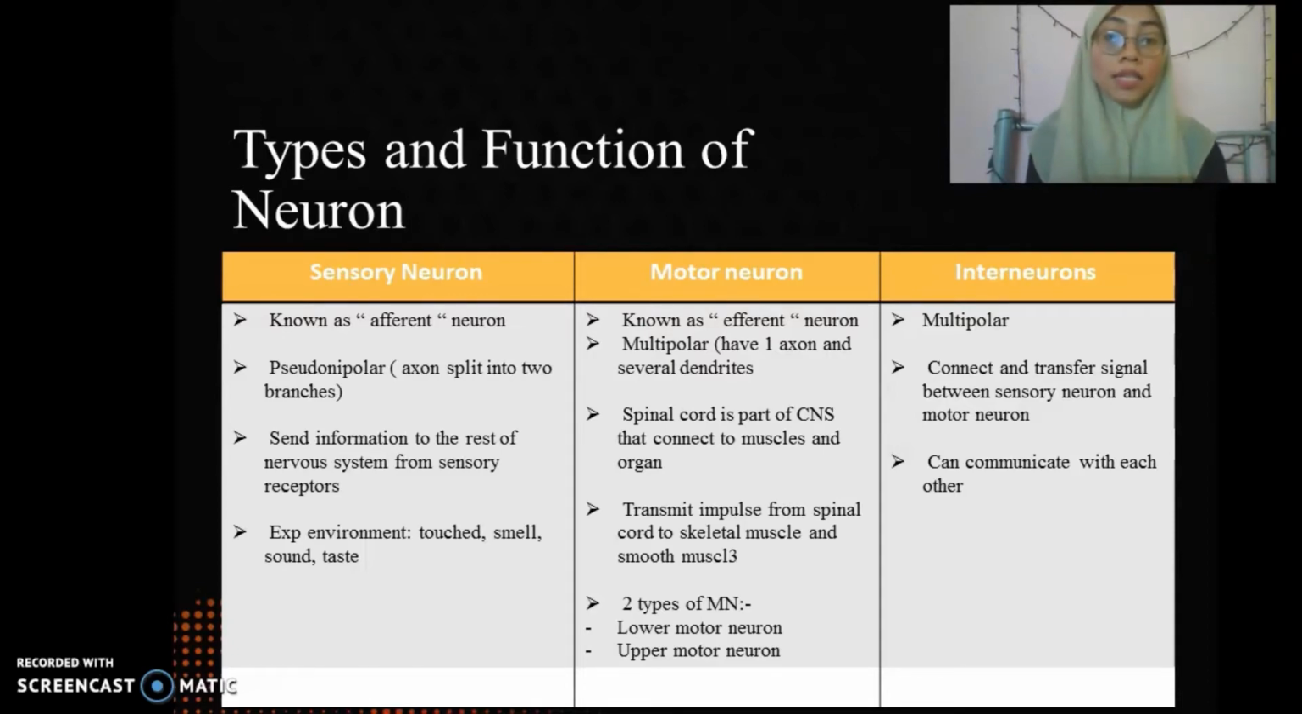Okay, and last, interneuron. Interneuron is multipolar, and the function is to connect and transfer all the signals between sensory neuron and motor neuron. Maksudnya interneuron ni akan berada di tengah-tengah antara sensory neuron dengan motor neuron. So apabila apa-apa information ataupun impuls yang didapat daripada sensory neuron, so interneuron ni akan transfer kepada motor neuron. Okay, dan next function is can communicate with each other. So dia akan berinteraksi each other lah untuk hantar impuls yang dapat.